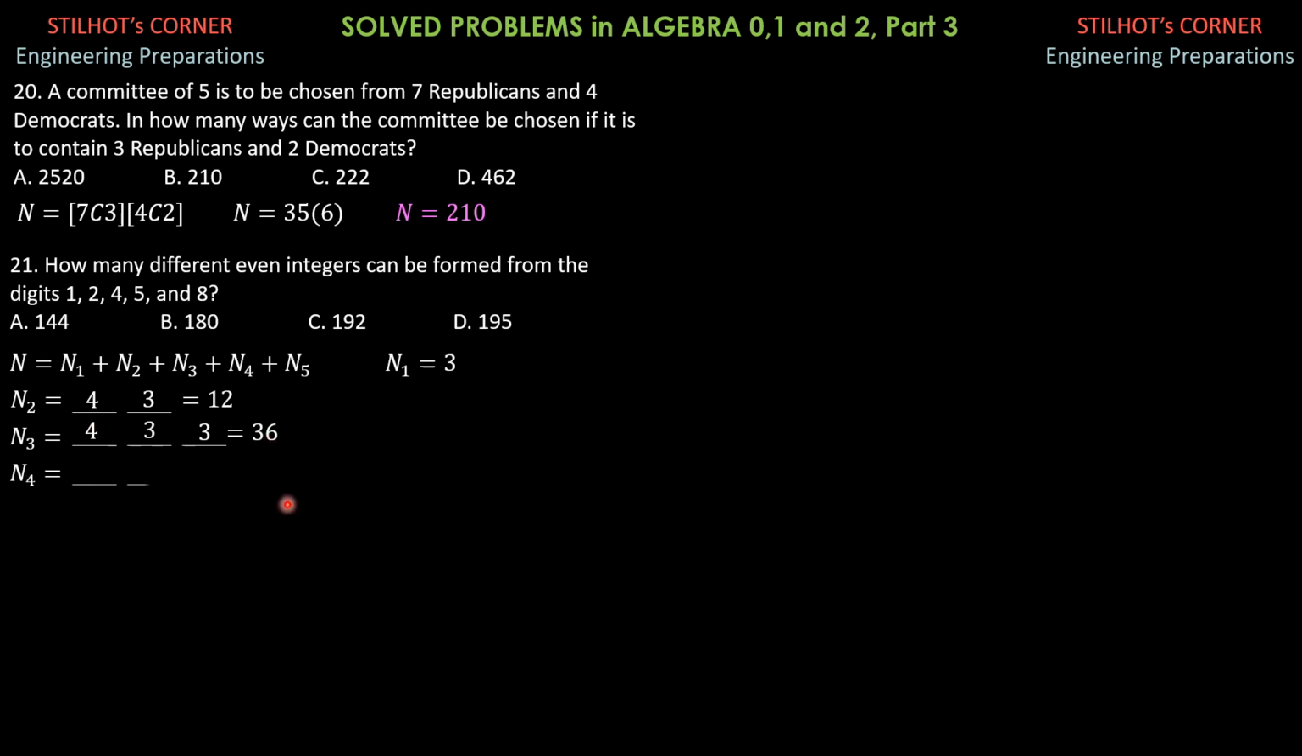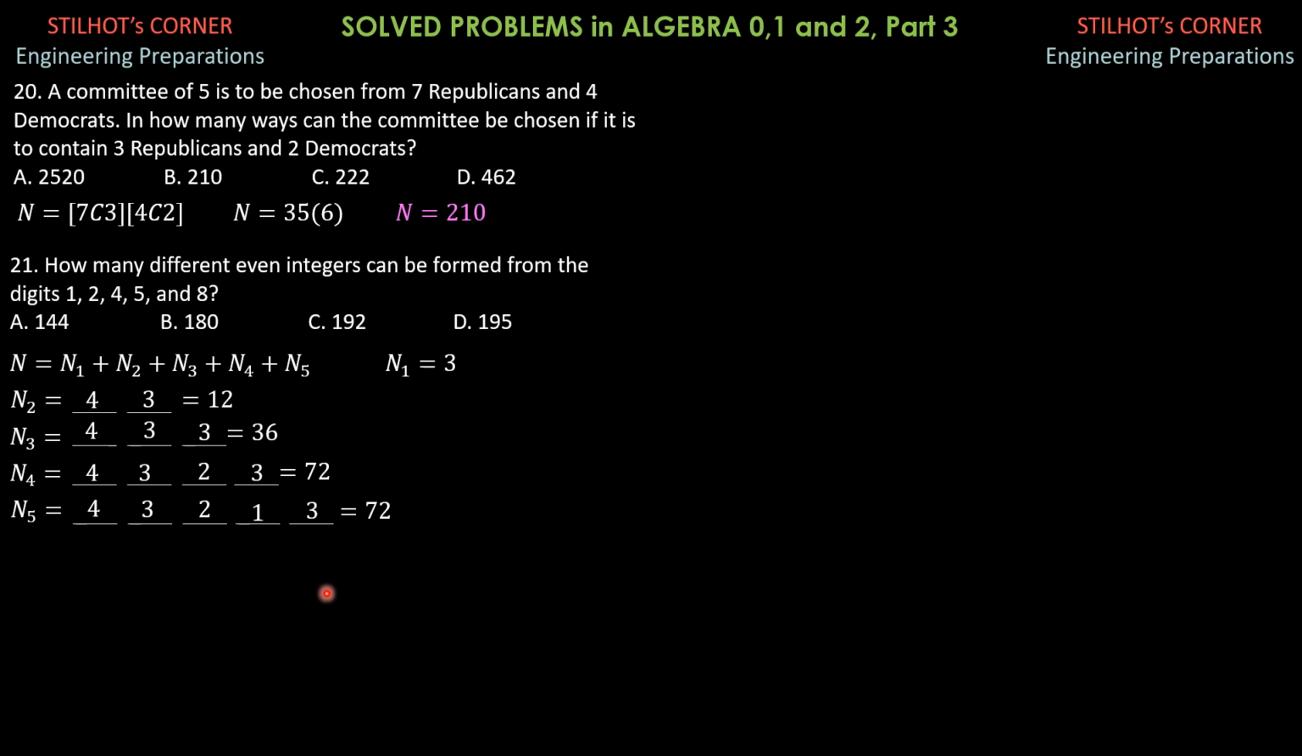Then if there are 4 digits, we draw 4 bars. Then again, we first fill up this. There are 3 ways to assign an even digit in the last place. Then after that, there will be 4 left, then 3 left, then 2 left. By fundamental principle of counting, 4 times 3 times 2 times 3 is 72. And lastly, if there are 5 digits, we draw 5 bars. We first fill up this, so 3 ways, so 4 left, 3 left, 2 left, then 1 left. 4 times 3 times 2 times 1 times 3 is also 72.